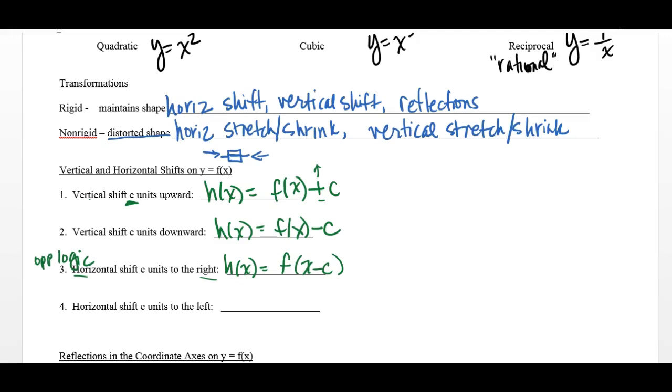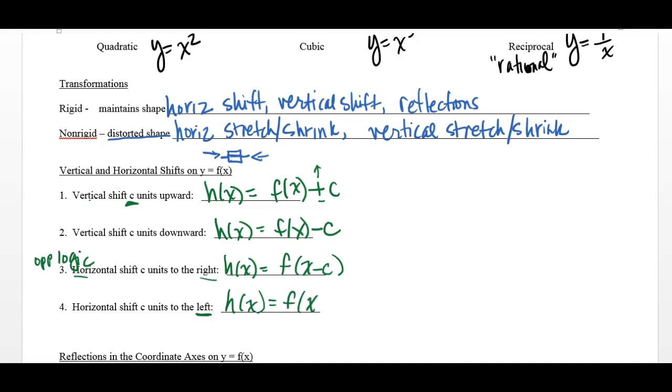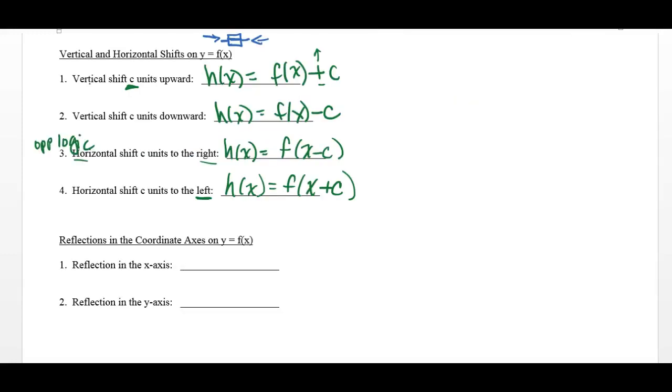So then number 4, a horizontal shift c units to the left, okay? Logic would tell you to go this direction, right? But, okay, if it's going to the left, again, opposite logic, you're going to say h of x equals f of x plus c. If it's moving to the left, it is a plus sign, okay? Again, notice the c is in the parentheses with x. That's how you know it's horizontal, not vertical.